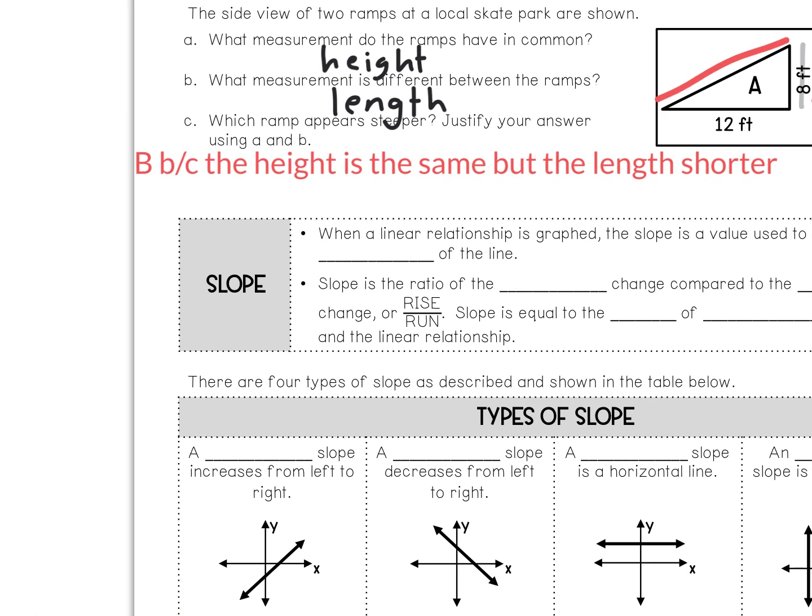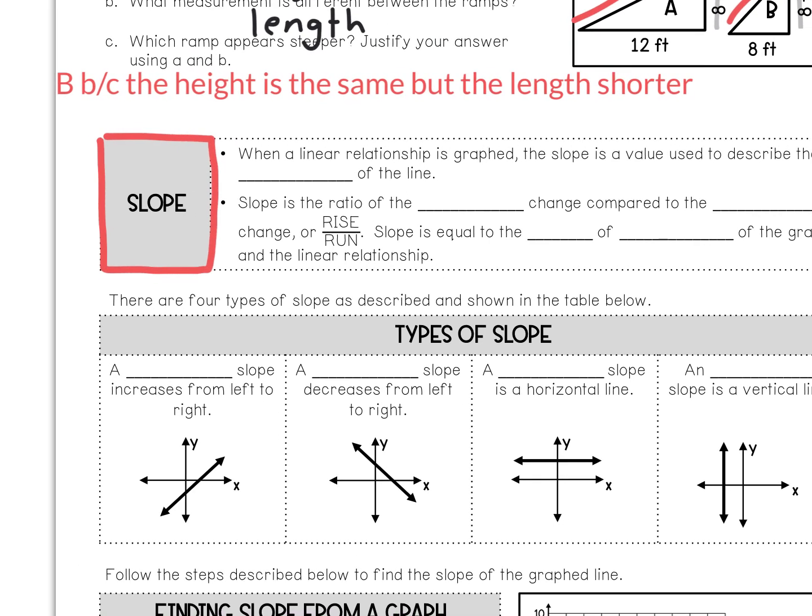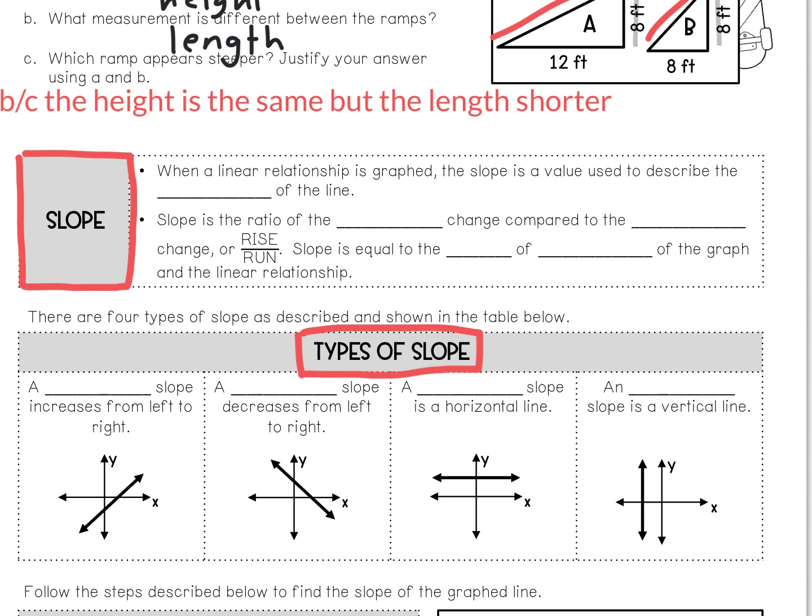Okay, and so we're really going to focus on two ideas, and the math behind the two ideas is relatively simple. And one of them is not really even math, it's just an observation. And so slope and types of slope. So if I want to find the slope, we're going to first define it, and then we'll talk about how to find it with the graph. So when a linear relationship is graphed, the slope is used to describe the steepness of a line.